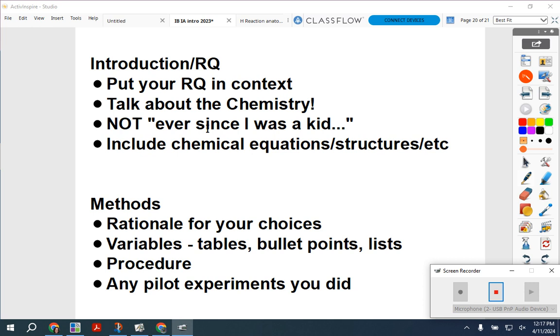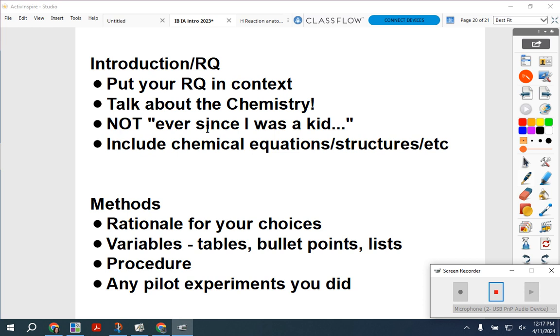You should list your variables. Obviously, your independent variable and your dependent variable, but maybe other things that you may or may not have control over. Things that you're trying to control to keep the same, things that you may not be able to control. That can be bullet points, it can be lists, it can be tables. I'll show you some examples.